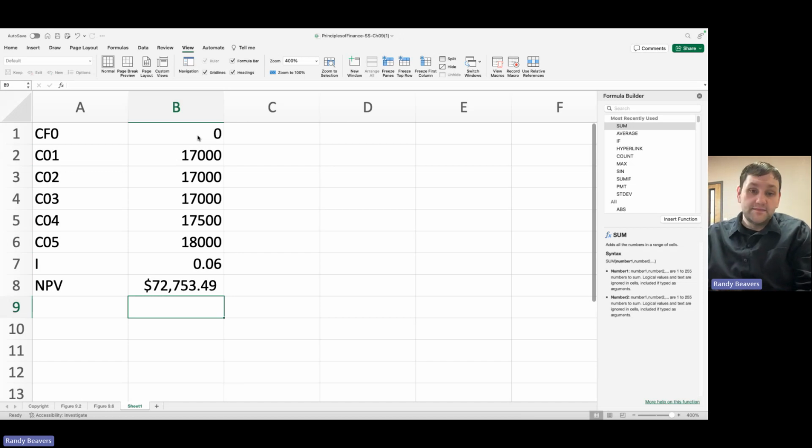$72,753.49. This means that for this investment with these cash flows, assuming a 6% interest rate, I would be willing to pay $72,753.49 for this opportunity today.